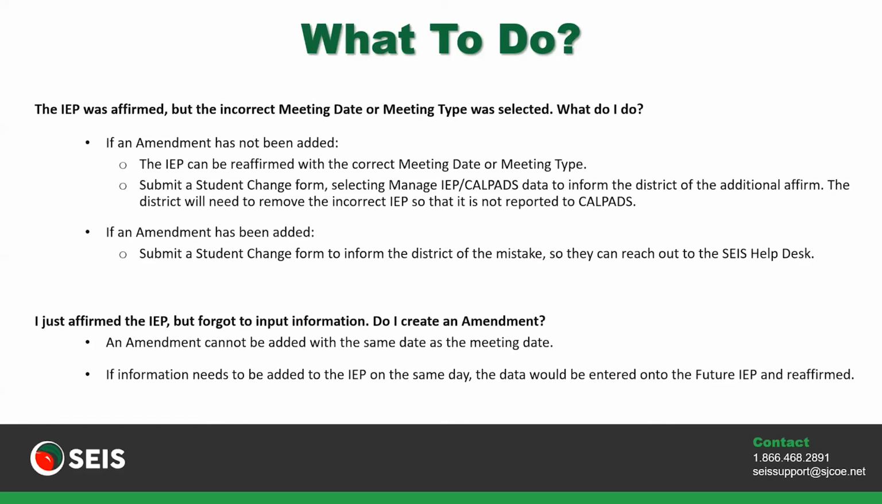But in this situation, you can go back. So you just held the meeting and you're like, oh, I forgot to add my goals. Oh, I forgot to discontinue this service. You can go back to the future IEP, make that update and reaffirm. And trust me, as I'm saying this, it is hard because we've always gone against reaffirming because it does kind of create an inaccurate history. But with how CalPADS is going now and only being able to do amendments in certain situations, in these two cases, you would have to go back to the future IEP to reaffirm. So again, just making sure that all that information is entered correctly before that affirm occurs.